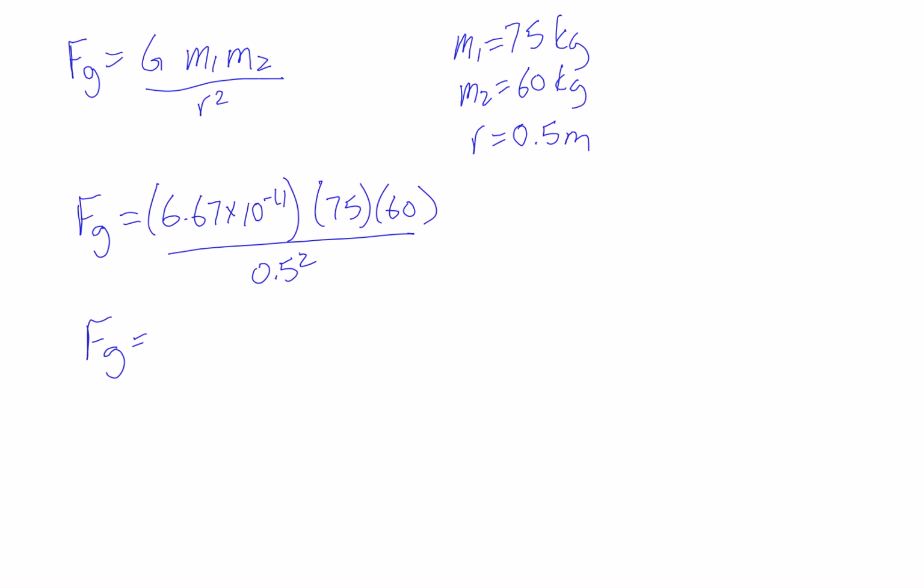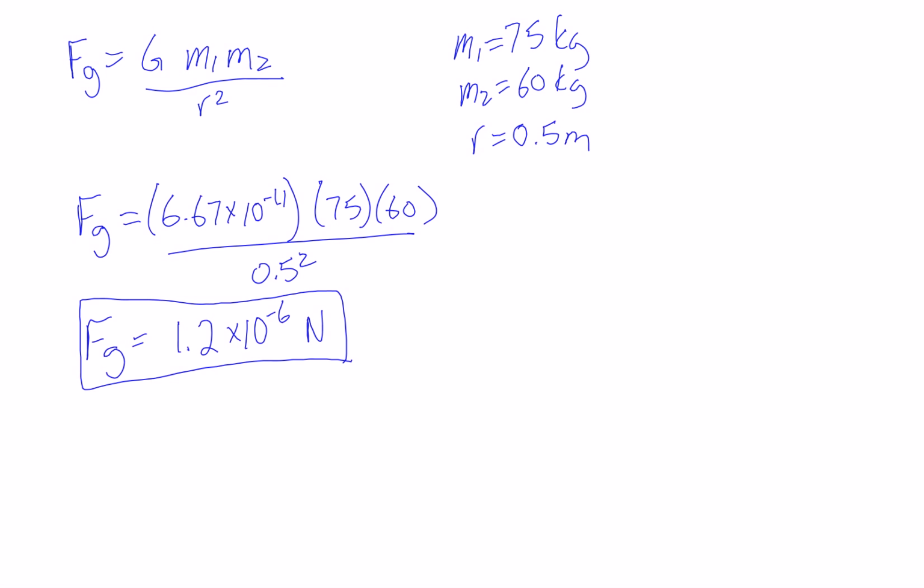So if we go 6.67 times 10 to the negative 11 on your calculator, use the EE button. All you have to do is type in 6.67 EE negative 11. You don't need to put the times 10 in. Then times that by 75, times it by 60. It equals, divided by 0.5 squared, gives us an answer of 1.2 times 10 to the negative 6 newtons. So any two people, 75 kilograms and 60 kilograms, standing half a meter apart, are going to have 1.2 times 10 to the negative 6 newtons.